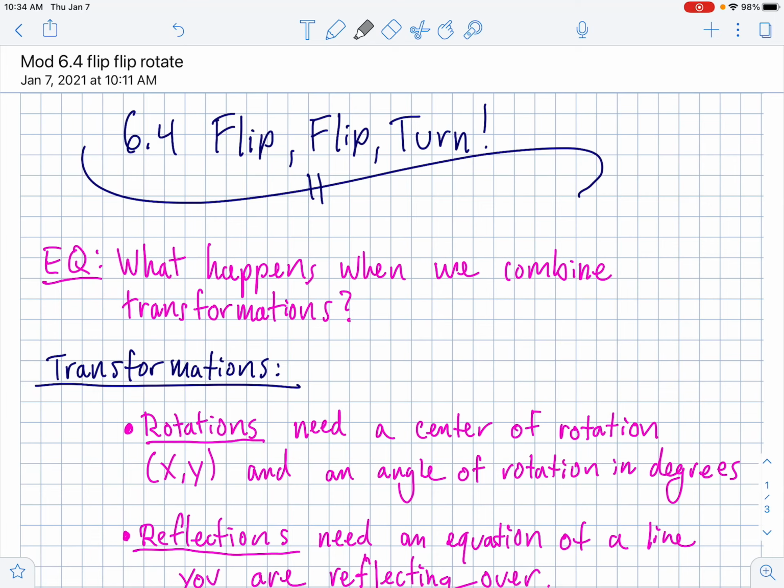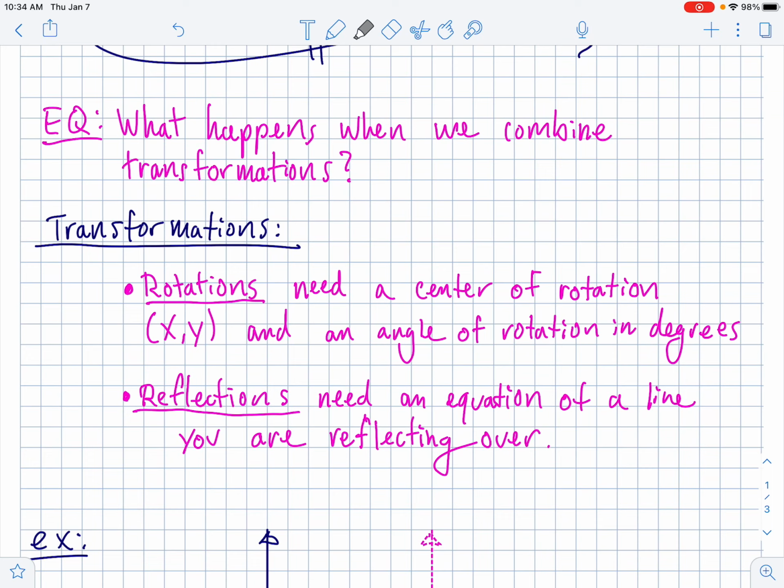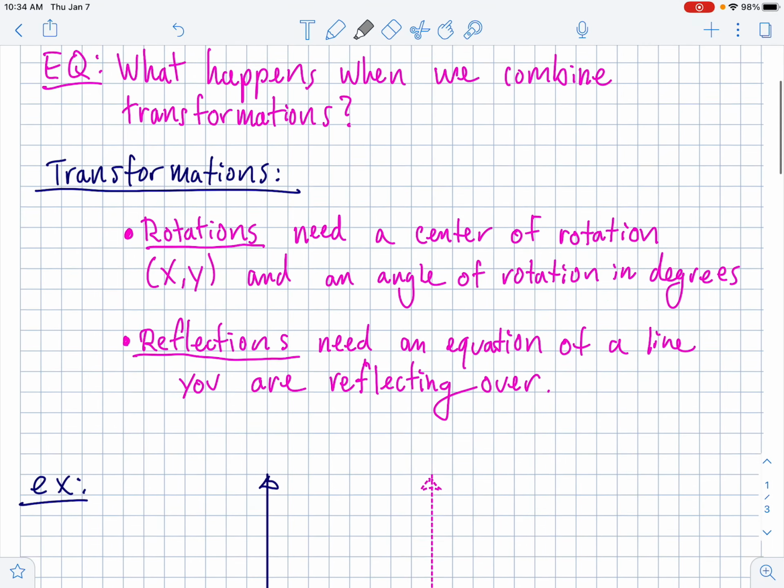So today we're going to do a couple different transformations and see if they turn out to be a different kind of transformation. The two transformations we're going to work with today are definitely rotations, which need a center of rotation. So you have to have a point that your pre-image is rotating around. I sometimes call this the push pin that you put through the paper, so then you can turn the paper around, you can rotate it. Reflections need an equation of a line to reflect over.